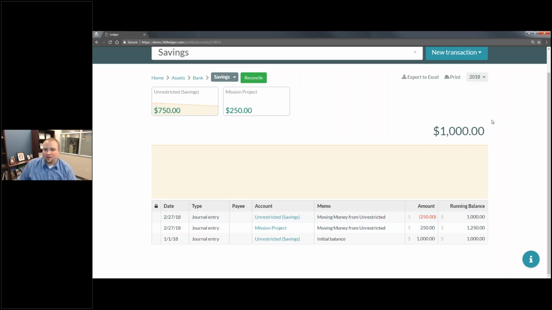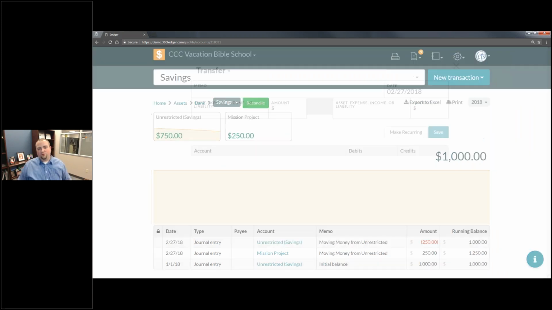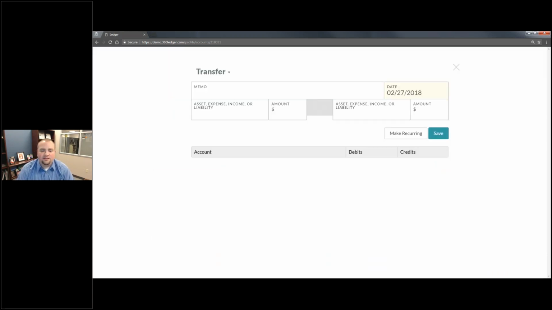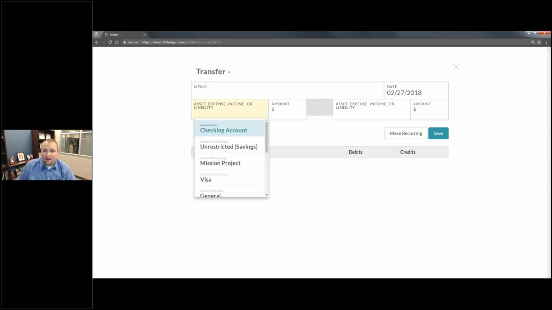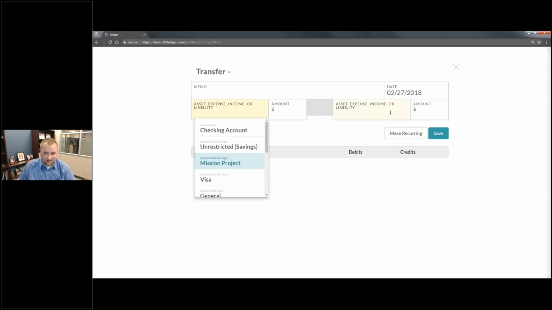But let's go up here and we'll go to transactions and we'll look at transfer. So that's the first one. What it says is up at the top, you've got your memo and your date, just like always. And then you have your assets and your starting account and your secondary account.